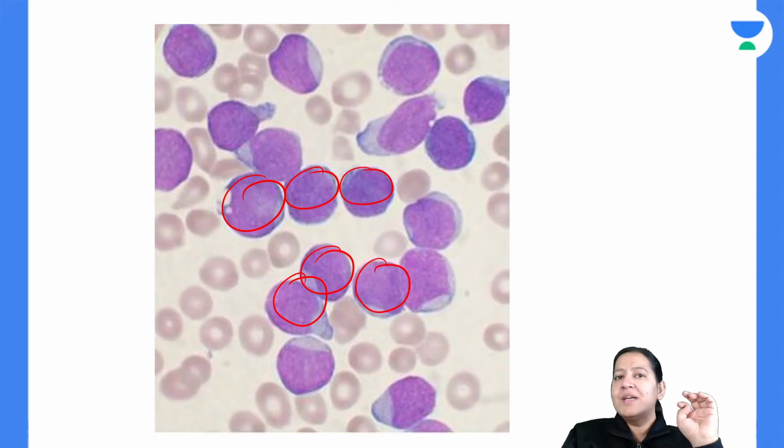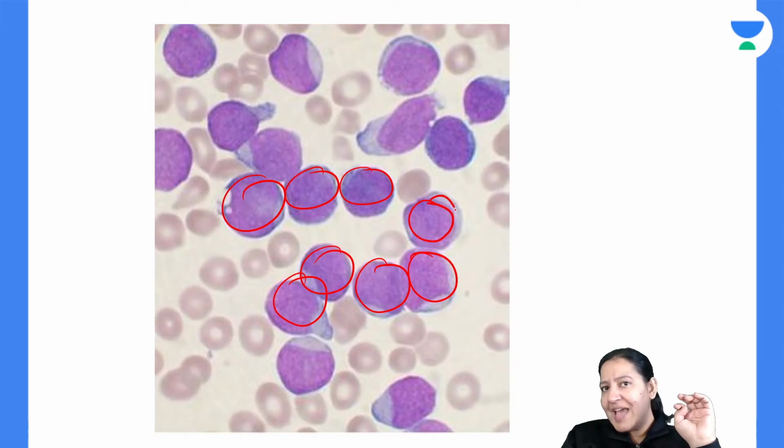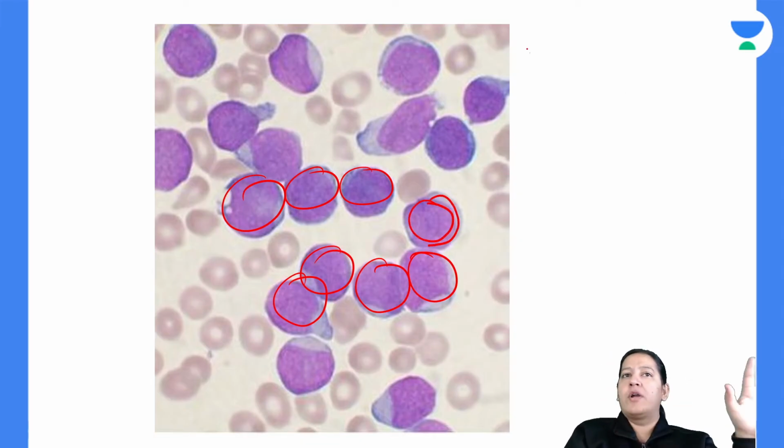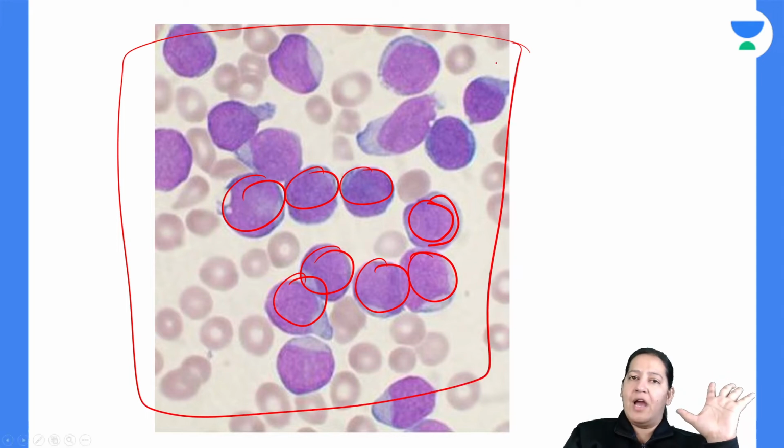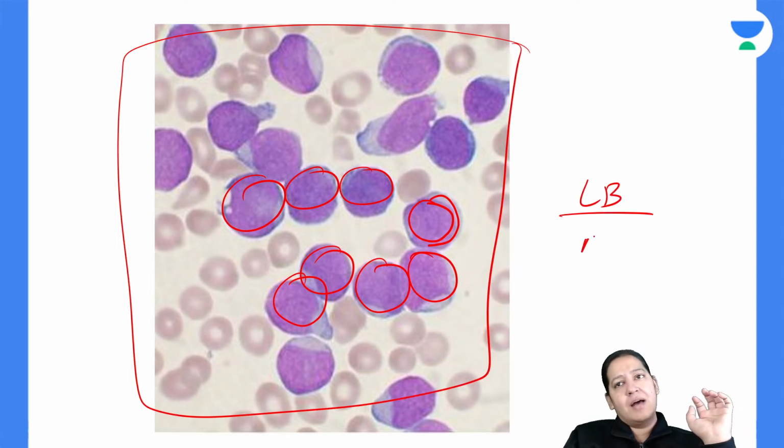And see the nucleus and cytoplasm. This is the nucleus, and this is a scanty rim of cytoplasm, and there is no iron rod in one, not even one of the cells is showing iron rod. So all these are lymphoblast, and the answer is ALL.